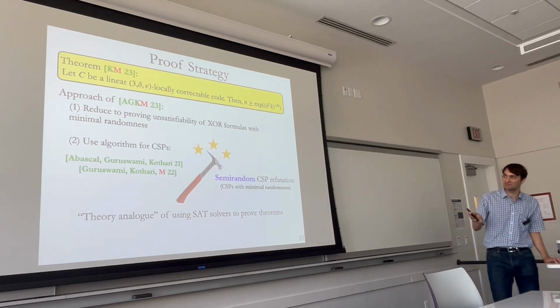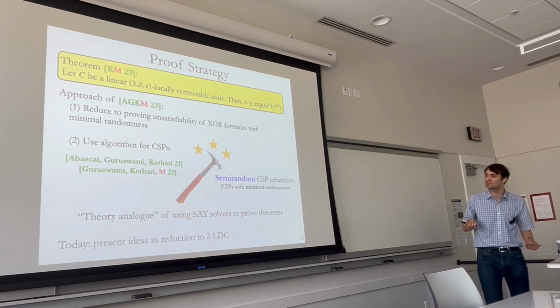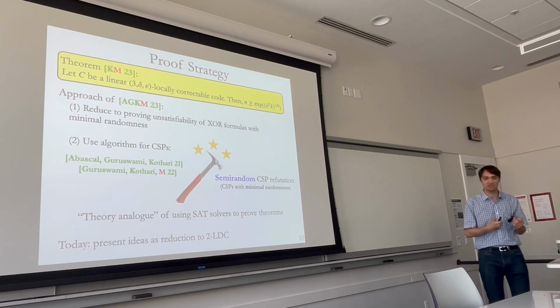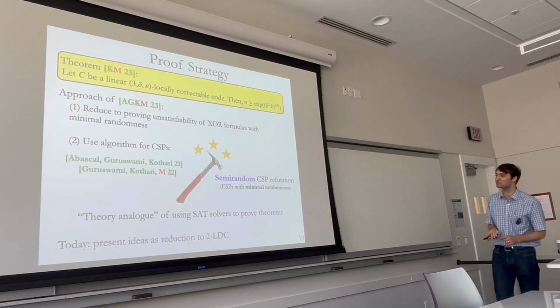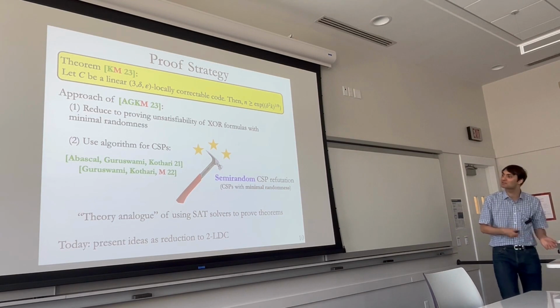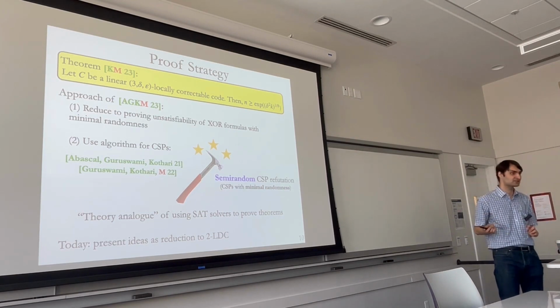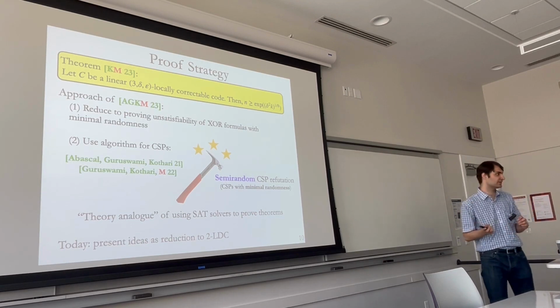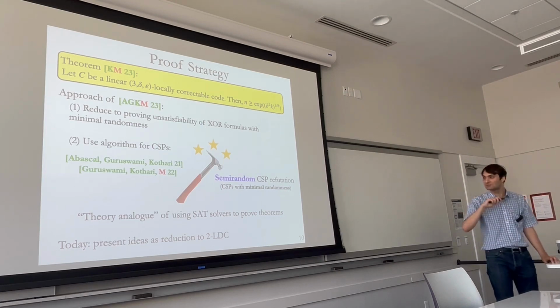So this is the way I like to view the proof. This is the way I have all the intuition for the proof. But for today, I'm actually going to present the ideas as a reduction from a 3-query locally correctable code to a 2-query locally decodable code. Once you have such a reduction, you can apply a lower bound for 2-query LDCs to get your final lower bound. The reason I'm going to present it like this is that it gets rid of some of the notational baggage of introducing CSP refutation and things like this. But all the intuition I have for the proof really comes from this approach.